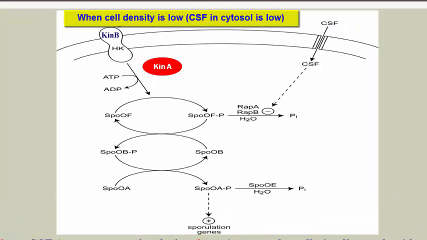When nutrients are plentiful and the CSF concentration in the cell is low, RapA and Spo0E dephosphorylate Spo0F-P and Spo0A-P respectively. This prevents the phosphorelay cascade and the eventual expression of the sporulation pathway.